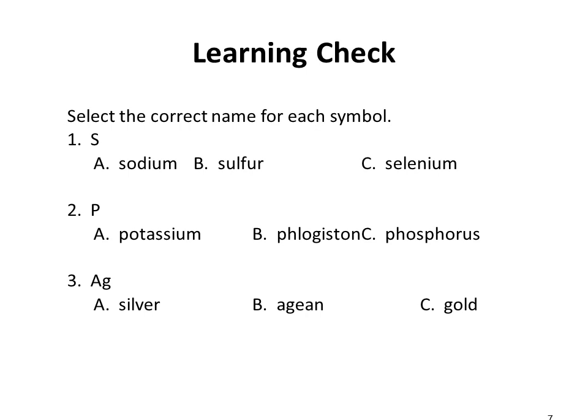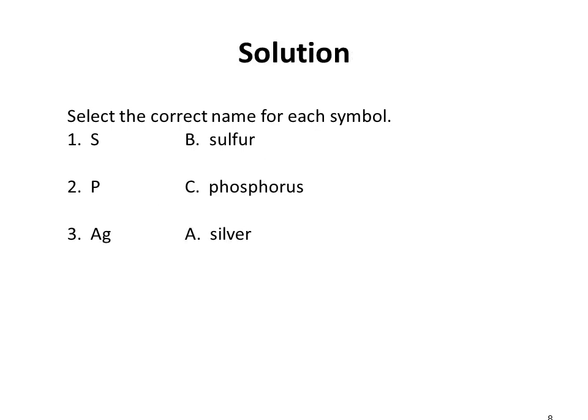In the next learning check, we need to go in the opposite direction. Select the correct name for each of these symbols. S you find on the periodic table, and it's choice B, sulfur. Then we have number 2, P. P is actually the atomic symbol for choice C, phosphorus. It's not potassium, it is phosphorus. And then choice number 3, Ag, was in our example in the previous slide, and Ag is the atomic symbol for silver.